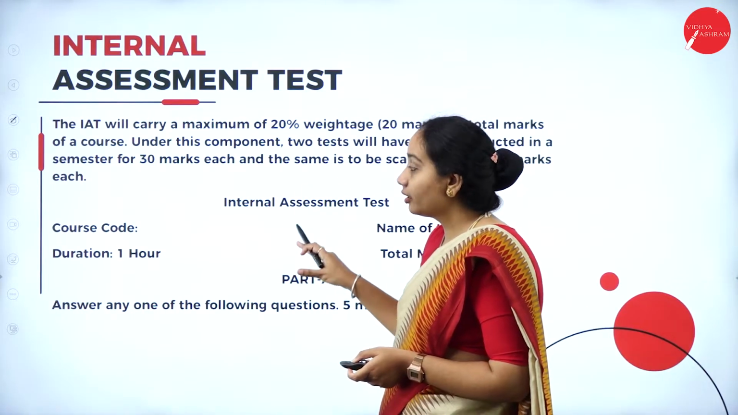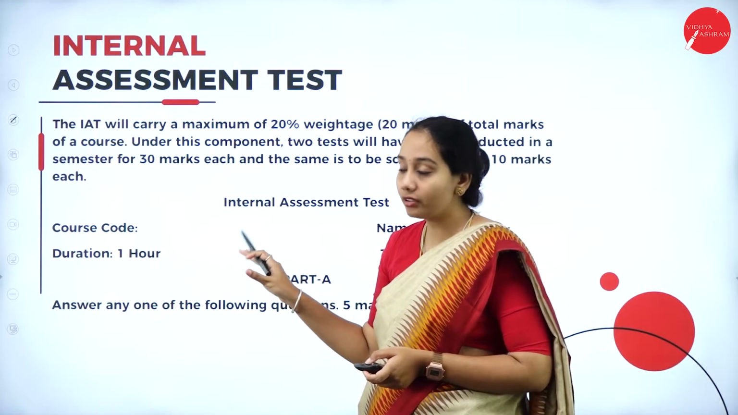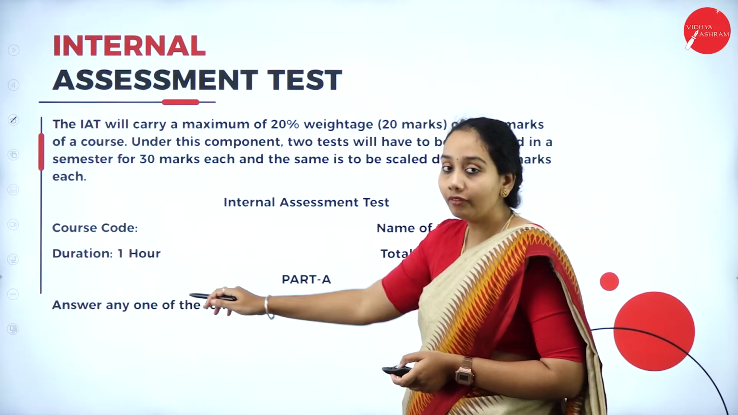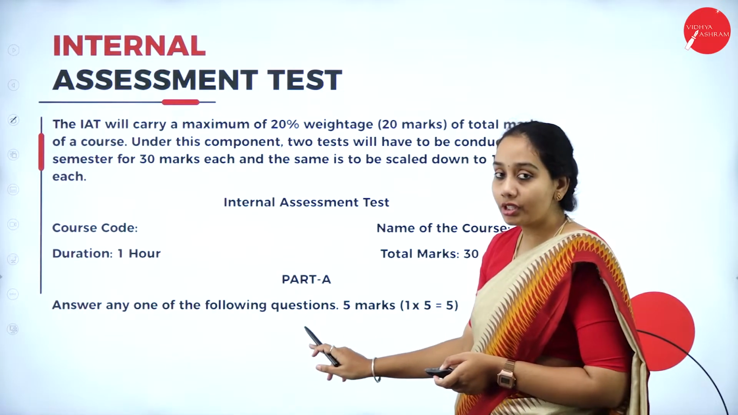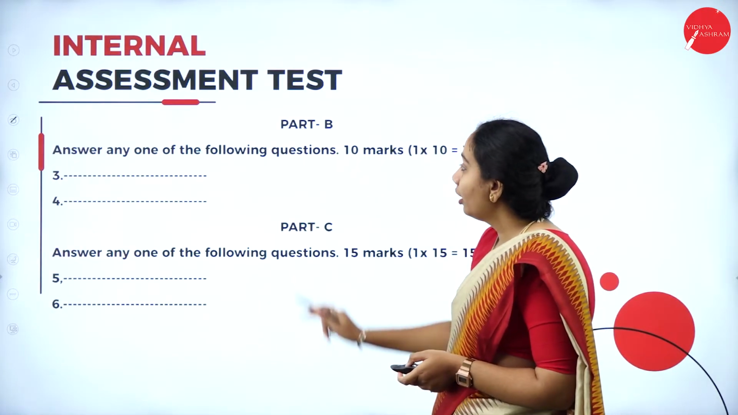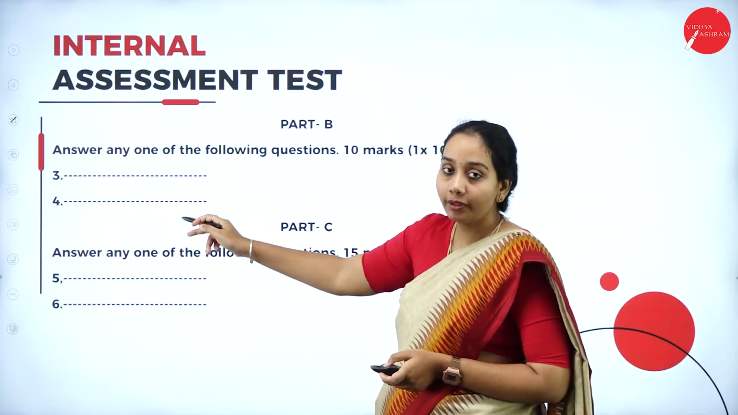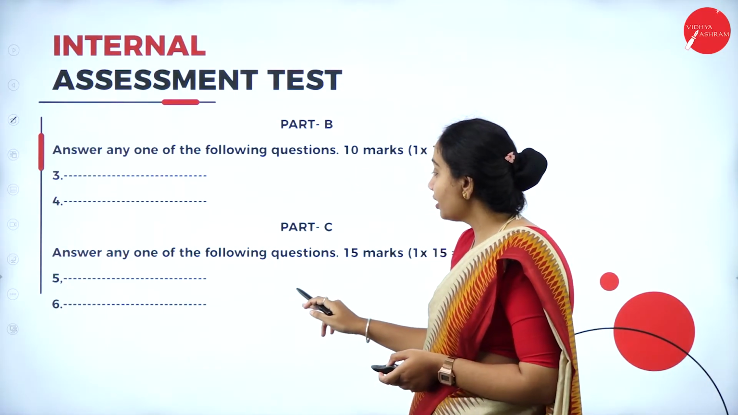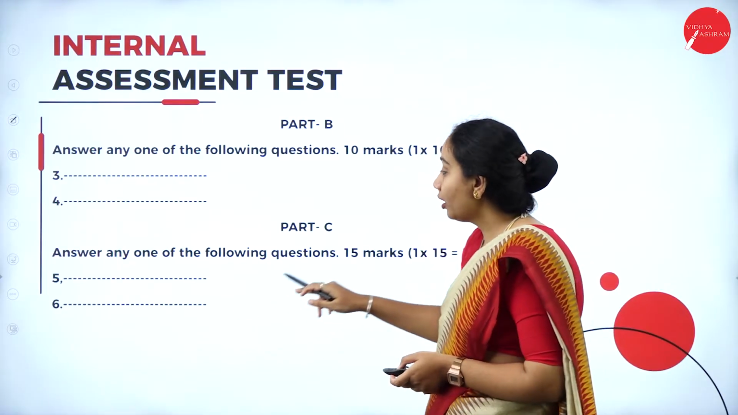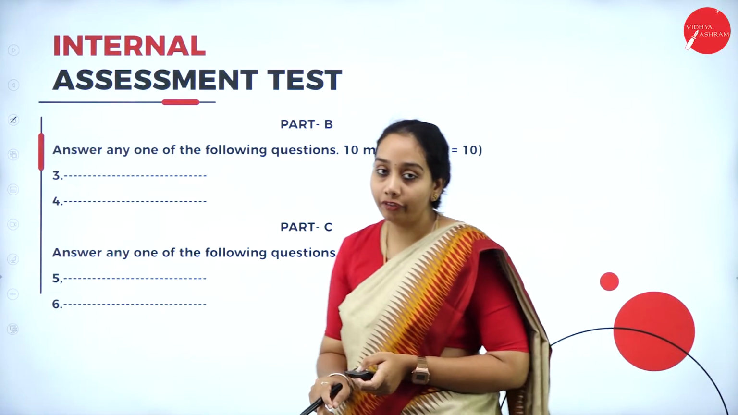Next, this is regarding the internal assessment pattern. You're going to have a 1 hour duration. Under Part A, 5 marks, 2 questions will be given, and 1 should be answered. In Part B, again 2 questions will be given, 1 should be answered, and each question carries 10 marks. And in Part C, again 2 questions will be given, and each question will carry 15 marks.